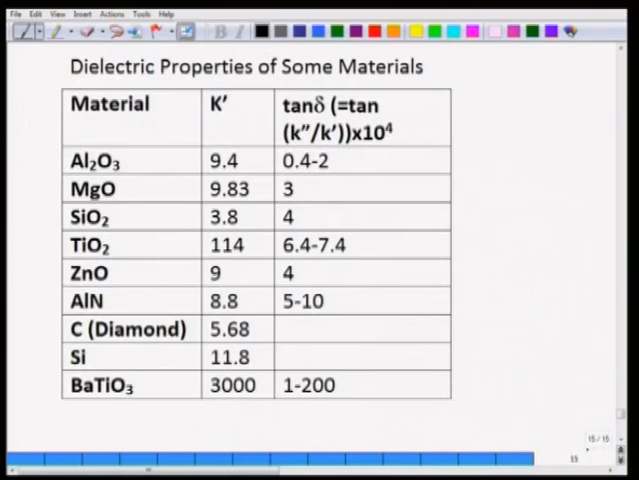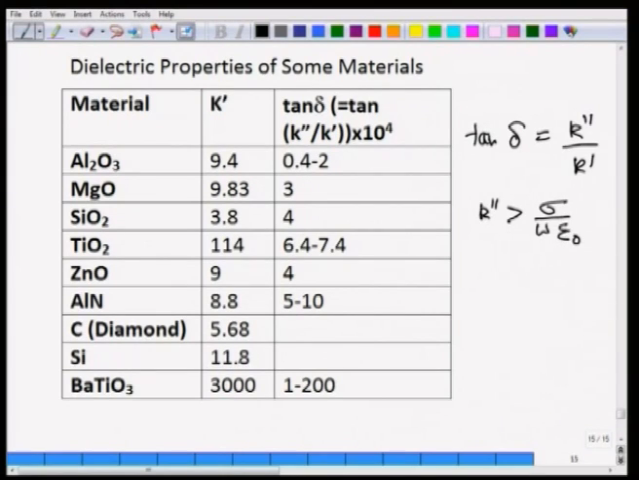And the last slide, I will leave you with some values. This tan delta is the loss tangent, which is basically K double prime by K prime, assuming K double prime is much larger than sigma by omega epsilon naught. In that case, we define this as the loss tangent. Some important materials: alumina, with a dielectric constant of 9.4, and its loss tangent. So you can heat this a little bit. MgO, silicon oxide, a very common material in electronics, TiO2, zinc oxide, aluminum nitride, diamond, silicon.